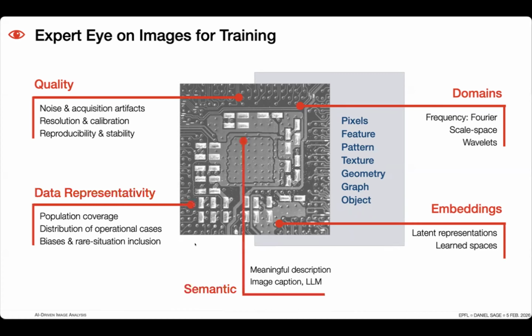And for an image, you should also consider the data representativity of the image. Very often you have many images of the same sample, same system. But is it just a unique case, a rare situation, or is it something that happens very often? That's something that you have to see. And a classical way also to transfer the information of an image is to think about the semantics of the image, what kind of description you have, maybe using an LLM.